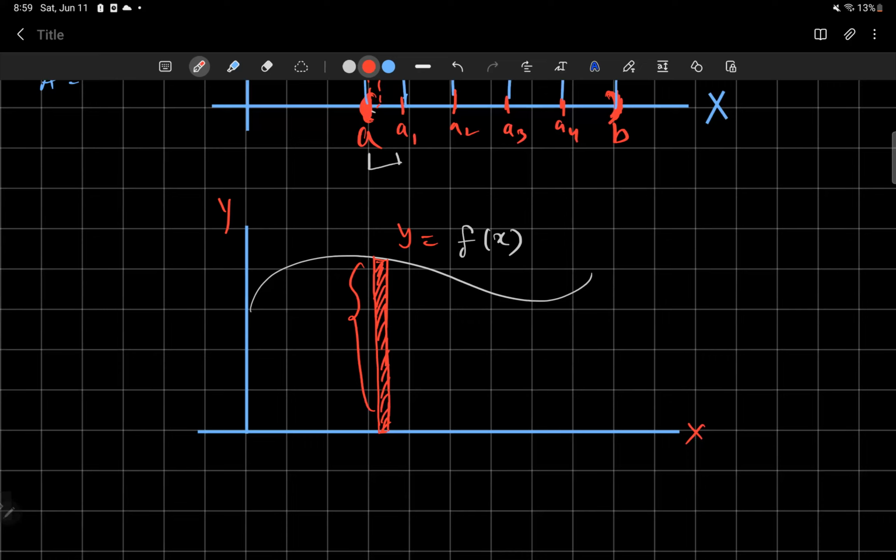So if the width is infinitesimal, that means this del A is infinitesimal, by the way, very close to 0. Then to a very good approximation, you can say that the length of this arm is just f of x. Does that make any sense?